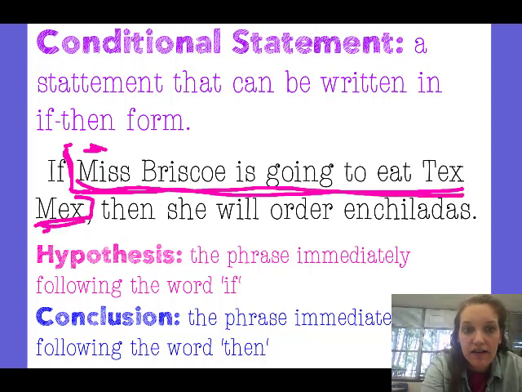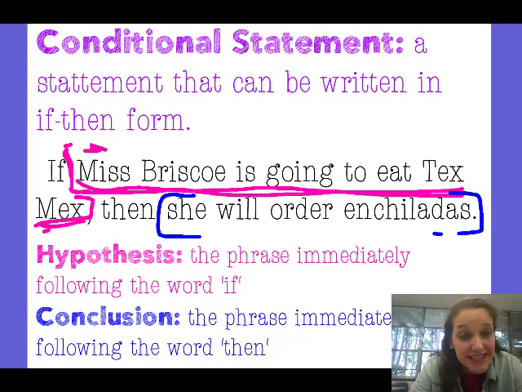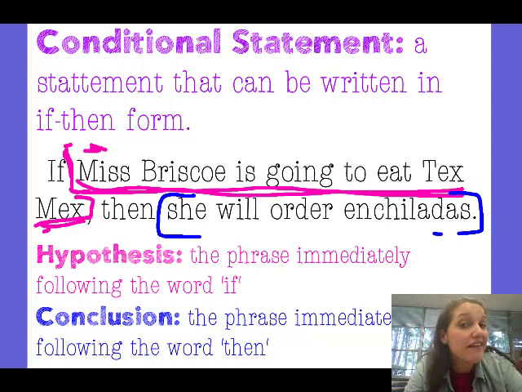That's the hypothesis. The conclusion is the phrase that immediately follows the word then. So in our example, it would be, she will order enchiladas. So notice I didn't include the word if in the hypothesis, and I didn't include the word then in the conclusion. It's the stuff that comes after the if or after the then.